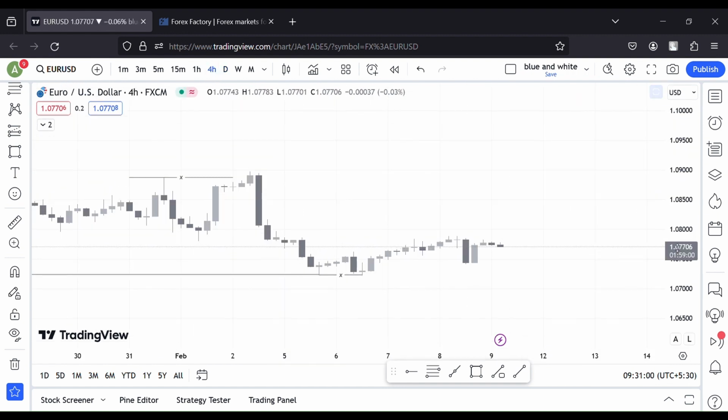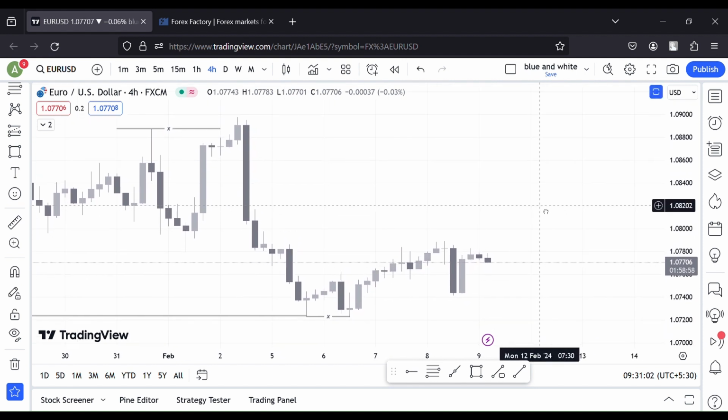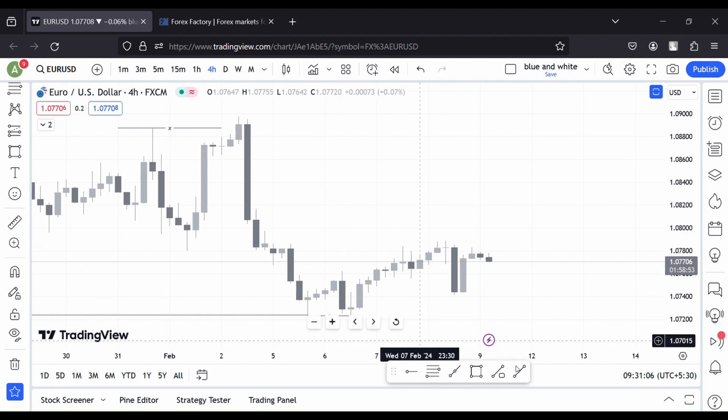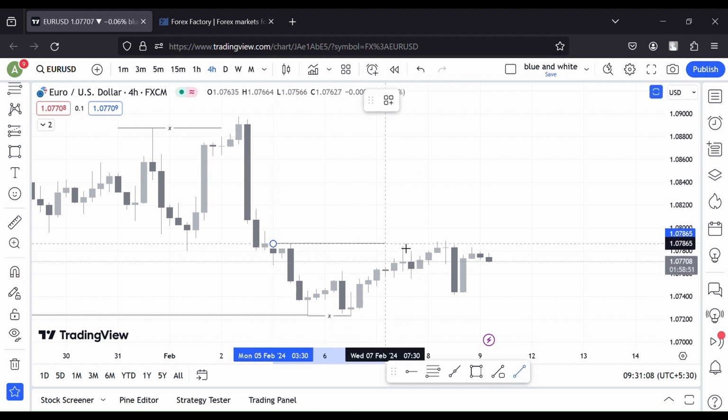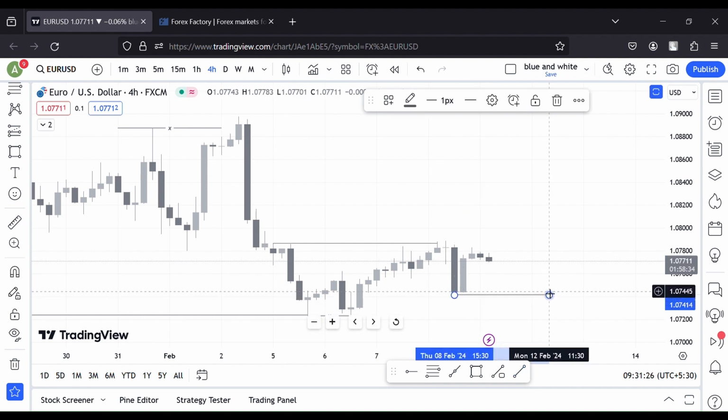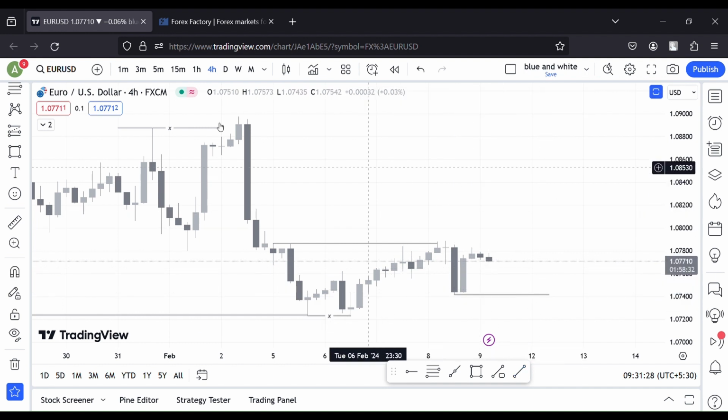So this is the 4-hour chart, and this is the strong high we are having. The price had taken this liquidity over here and moved into the downward direction. So I'll be anticipating the price not to break this low if we are going to move into the upside direction. So let's move to the 1 hour now.